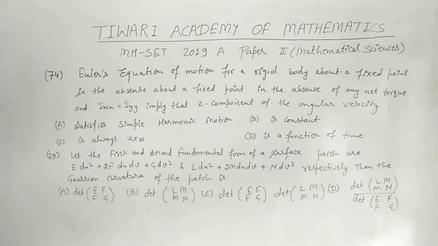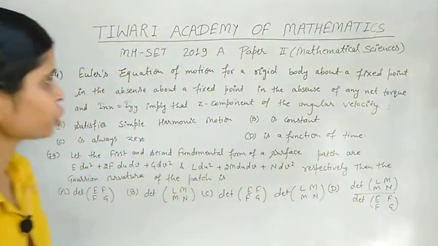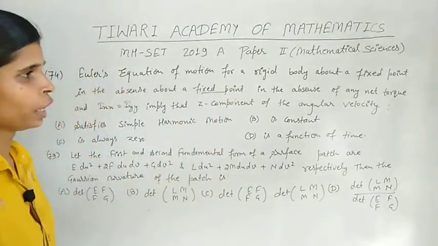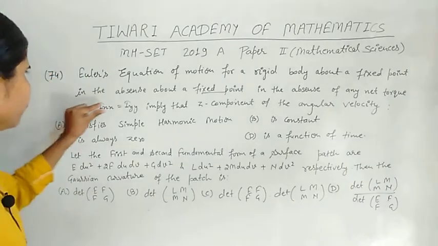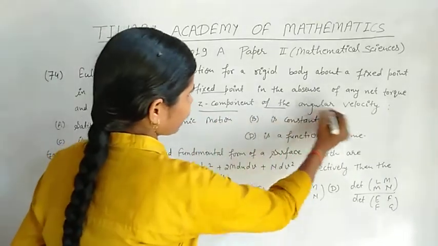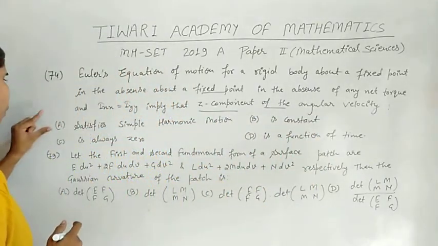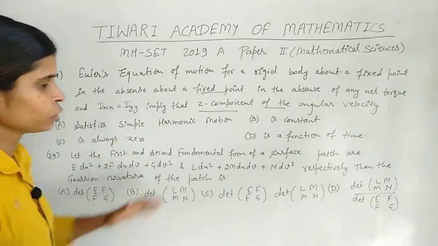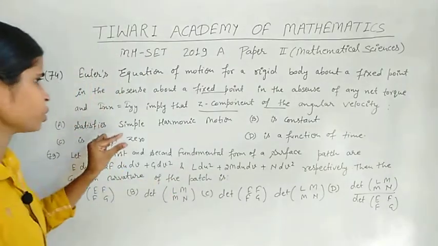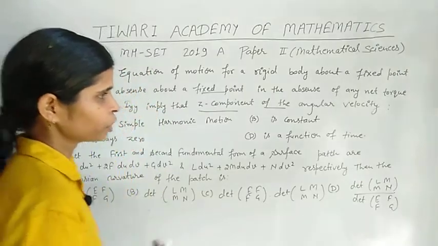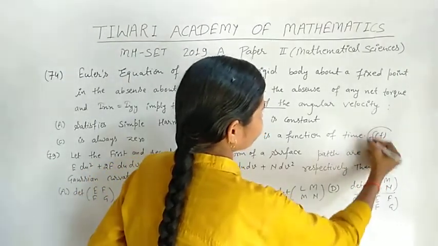Statement of question number 74: Euler equation of motion for a rigid body about a fixed point in the absence of any net torque, with Ix equals Iy, implies that the z component of the angular velocity: option A, satisfies simple harmonic motion; B, is a constant; C, is always 0; option D, is a function of time. That means it is a function of t.